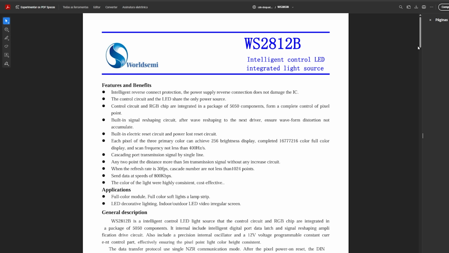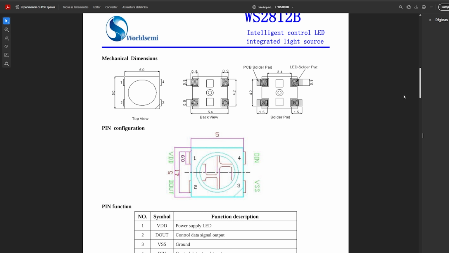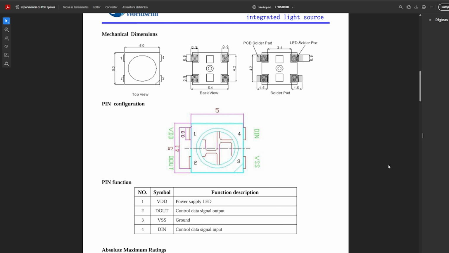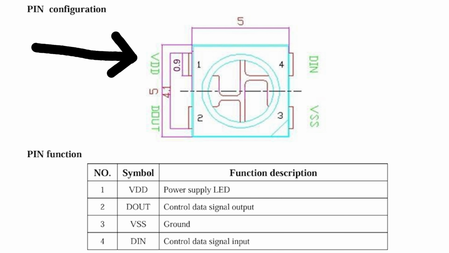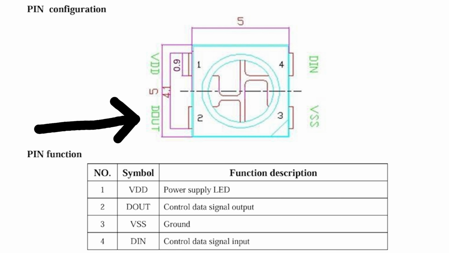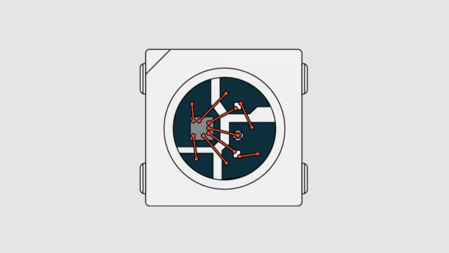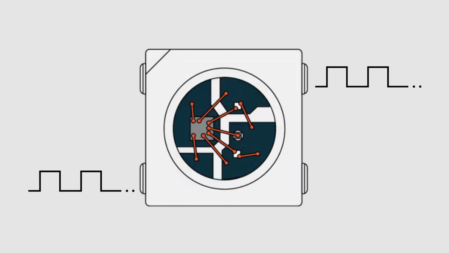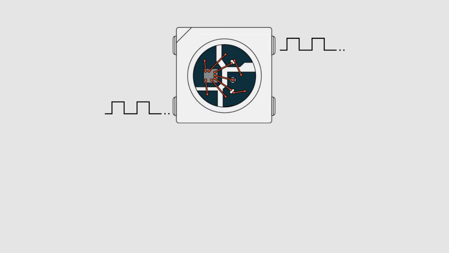If we go to the datasheet of the WS2812B, we can see the pin diagram. Most of the time we see one pin for VCC, one pin for ground, one pin for data input, and another pin for data output. The special thing about the addressable LEDs is the data input and data output pins. By sending a signal to the data input, we can select any color of the RGB LED.